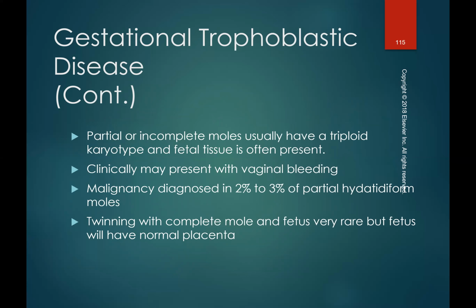Partial or incomplete moles usually have a triploidy karyotype, and fetal tissue is often present. So, when you have a partial mole, you'll have that molar pregnancy, but you'll also see a fetus. But the fetus does not have a normal karyotype. They have triploidy. Triploidy, usually those babies pass away in the first trimester. They clinically may present with vaginal bleeding, and malignancy is diagnosed in 2 to 3% of these moles.